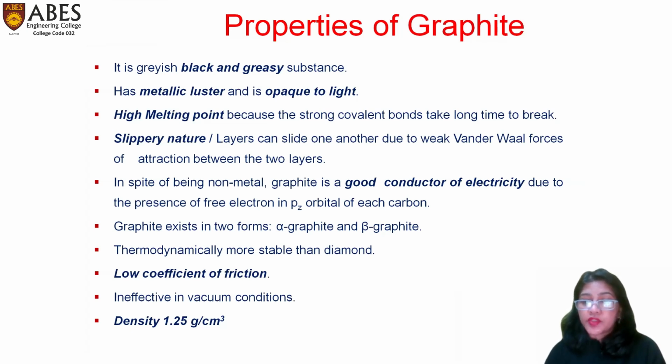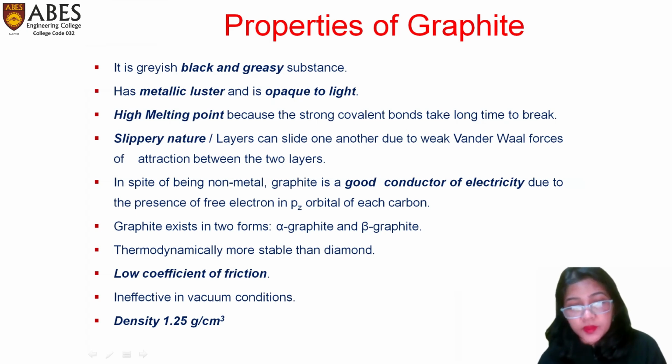Now, the electrical conductivity which the graphite has is due to the presence of a free electron in the pz orbital, which we have already discussed in the sp2 hybridized concept, discussed in the structure of the graphite. This free electron present in the pz orbital can easily move through the structure and help in the conductivity of this graphite. Most of the time, graphite exists in two basic forms, alpha graphite and beta graphite.